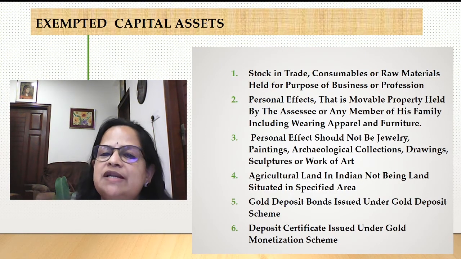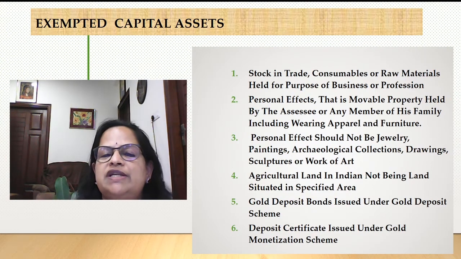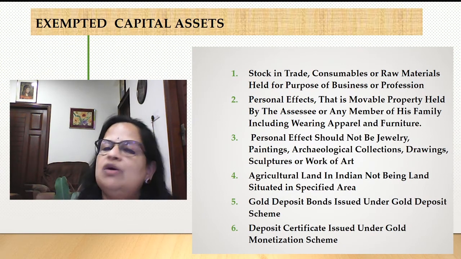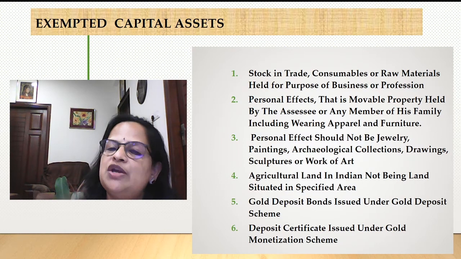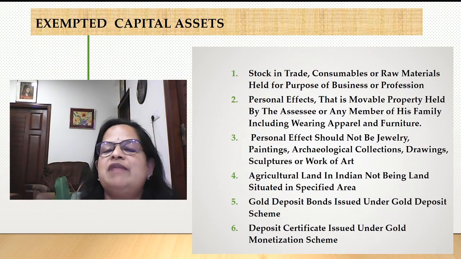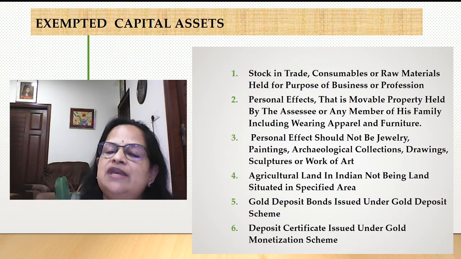Second one is personal effects, that is movable property held by the assessee or any member of his family, including wearing apparel and furniture. So personal effects, sometimes household furniture when you are selling, or furniture used in the business. All these are the examples. Now personal effects should not be jewelry. So it's not jewelry. Sometimes you have to calculate the capital gain for the jewelry. Jewelry you are using or you got inherited from your grandfather or grandmother or parents. After a few years you are selling. If you are getting a capital gain, it will be taxed.